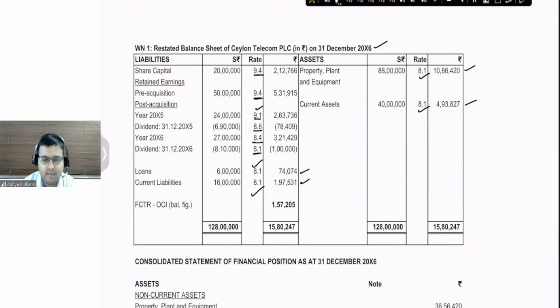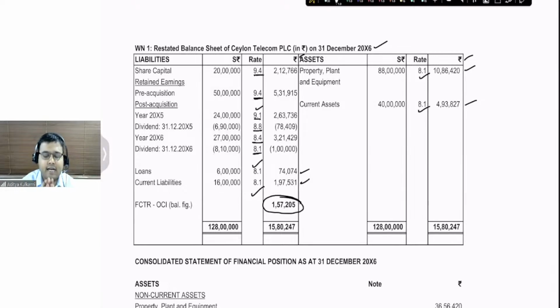Okay, so once this is done, I have converted all the items of my reserves using the appropriate rates. And then when I go to balance the rupee column of my balance sheet, I get an FCTR balance of 1,57,205. Are you convinced about the conversion part? Yes. Are you convinced about the conversion, everyone?